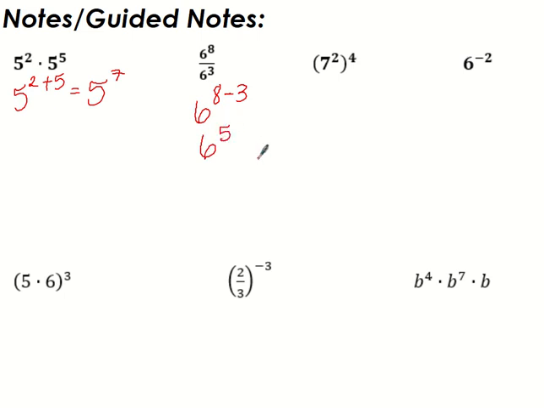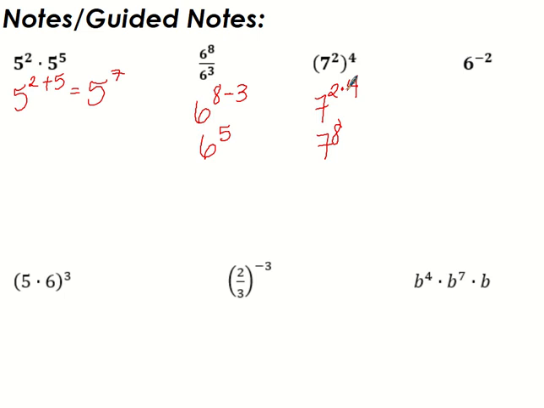That was actually one of our examples on that worksheet we did in class. All right, we practiced this one as well. So this is our power to a power, right? So we go 7 to the second times 4, and we get 7 to the 8th. We just multiply them.